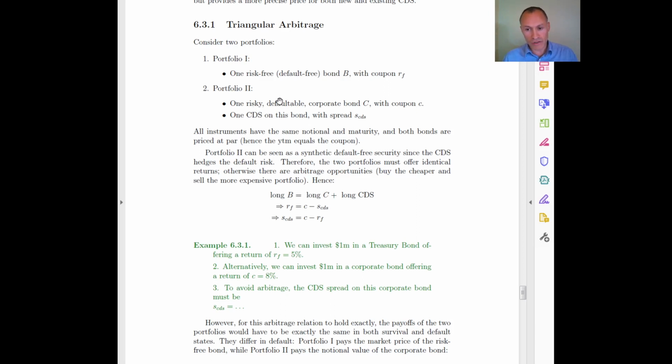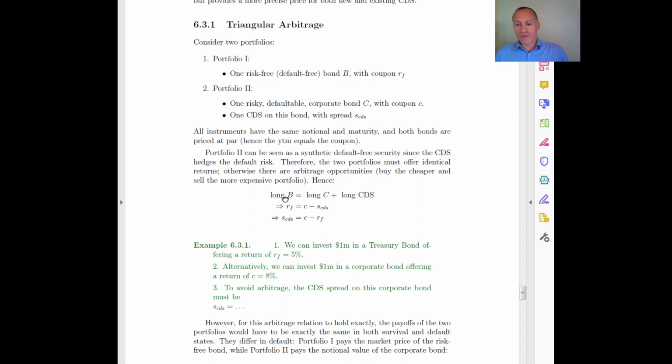So it should be intuitive that portfolio 2 should be equivalent to portfolio 1, because this asset was risky, but I've made it not risky by buying insurance. So this should be equivalent to the risk-free asset. This is called triangular arbitrage because you have three assets here, and if these two assets were not vertical but one next to the other, you could draw a triangle between the three assets, and hence the name.